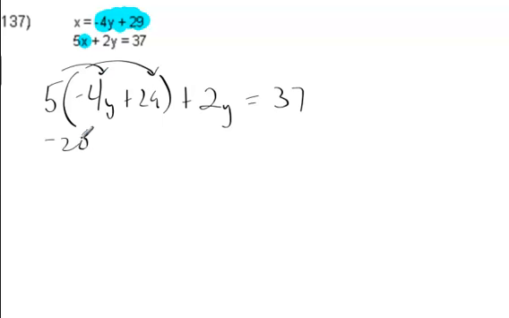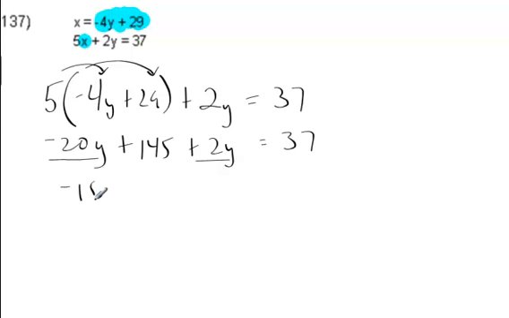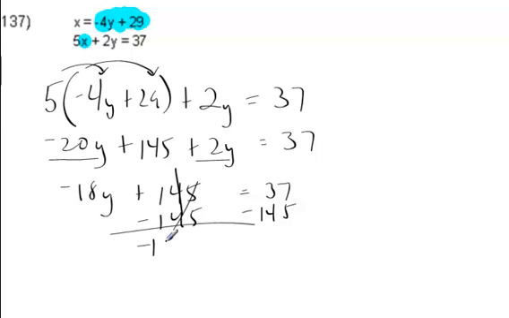So that's negative 20y, and that's going to be 145. What do I combine here? Negative 20 and positive 2. So that's negative 18y plus 145 equals 37. Do I have variables on both sides? Nope. So it's just opposite of the number, opposite of the operation. Really easy ones.